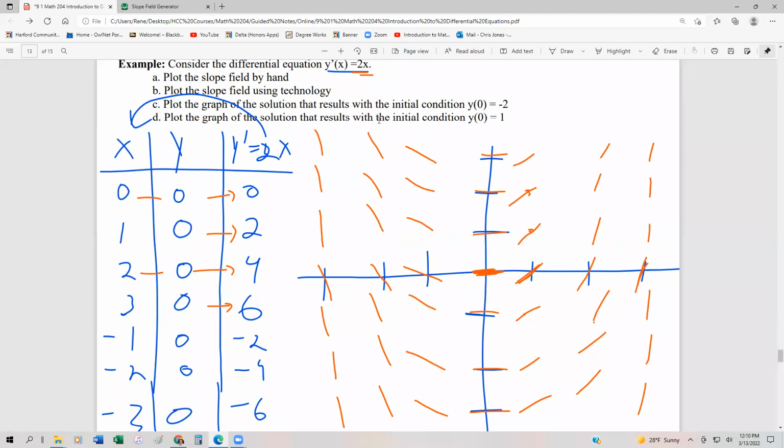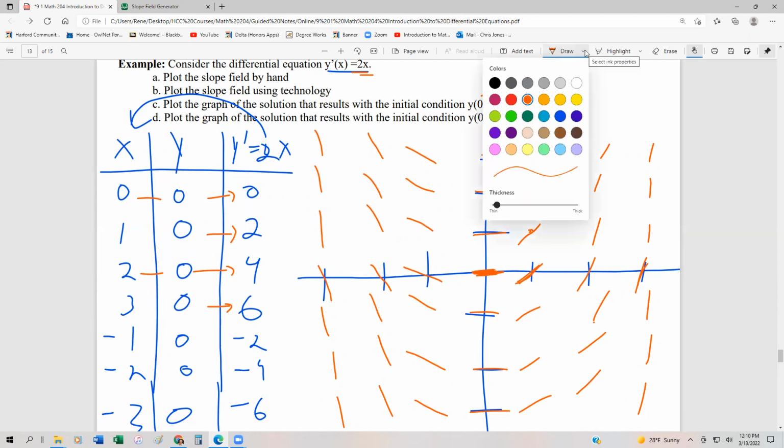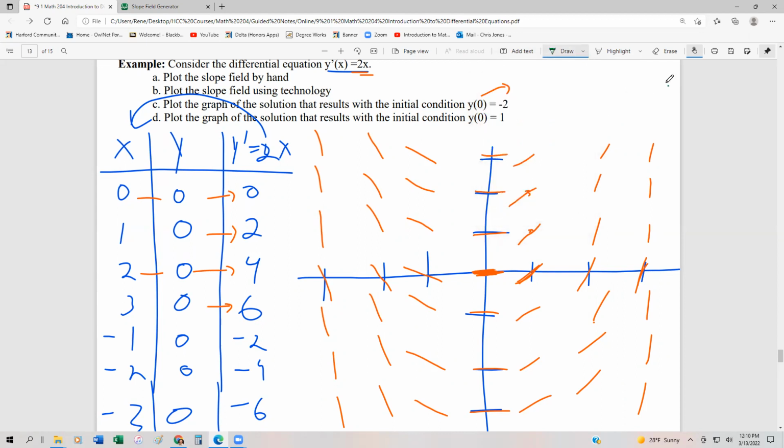Now, the last part of the problem is to plot the graph of the solution that results with the initial conditions y at 0 equals -2 and y at 0 equals 1. So all we're going to do is trace what happens, and I'm going to do it in a different color. Let's use red, or maybe green. Green's probably the most contrast color I can think of at this point. And so that means we're going to go to the point (0, -2) and just trace.